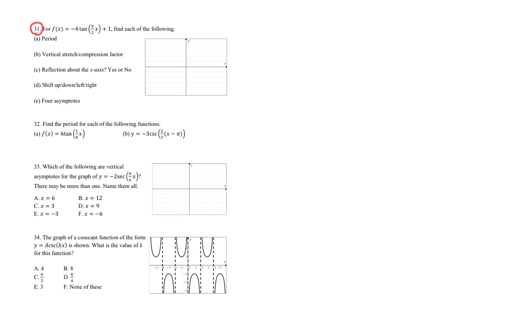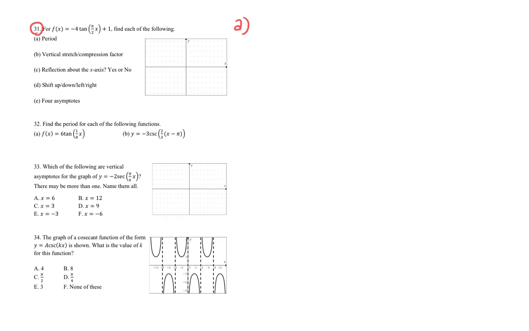Okay, for problem 31, we're given the function -4 tangent of pi over 2 x plus 1, and we're told to find the period, vertical stretch compression factor, if it's reflected about the x-axis, the shifts, and 4 asymptotes. So looking at part A, we're told to find the period.